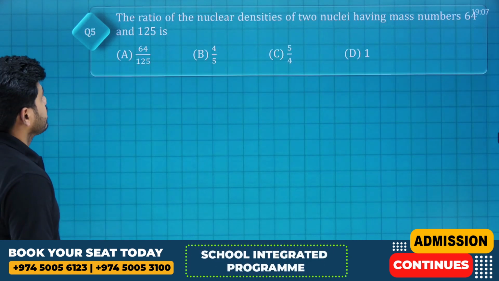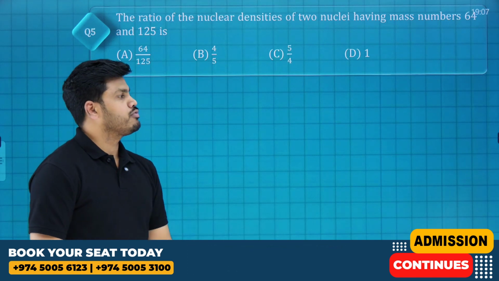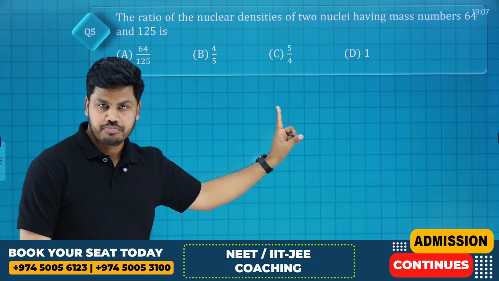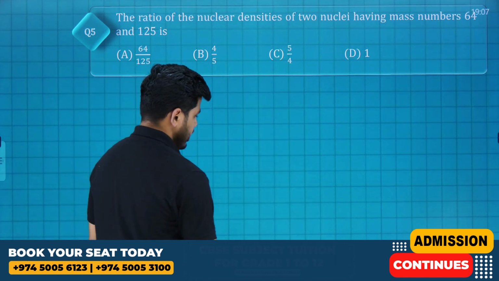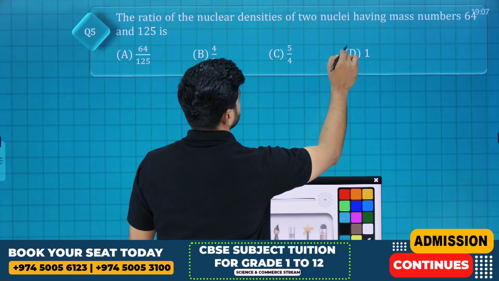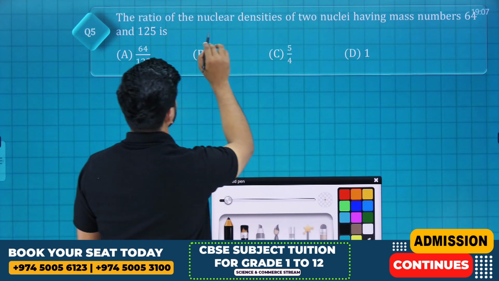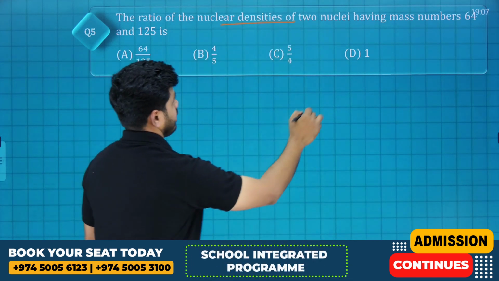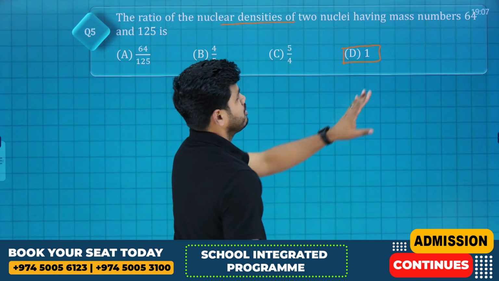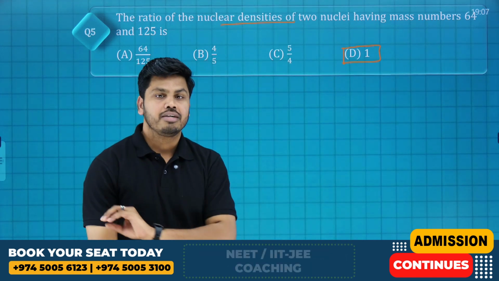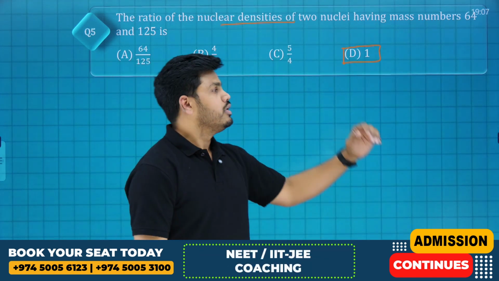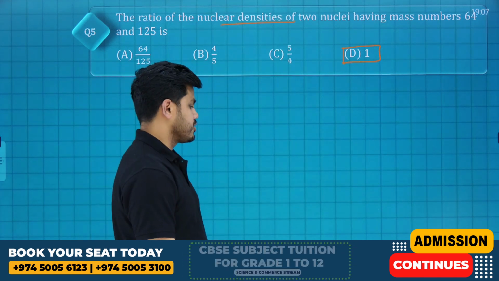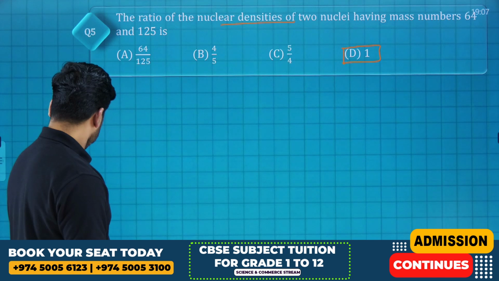Okay, question number 5. The ratio of nuclear densities of two nuclei of mass numbers 64 and 125. We know this. We have discussed this particular concept in one of the previous questions. We are going to calculate the nuclear density ratio, which is independent of mass number. So we have option D, right? Whatever be the mass number of the nuclei, that doesn't matter. The ratio of their nuclear densities remains the same, 1:1, independent of mass number. Okay.